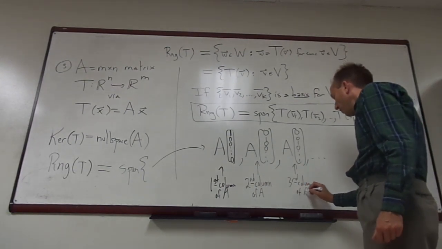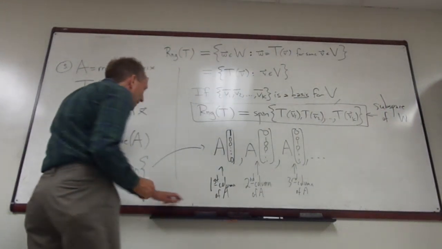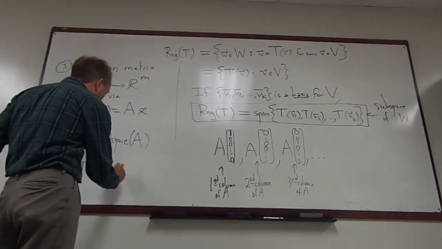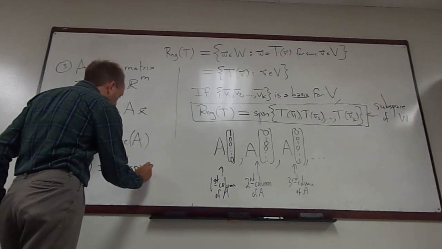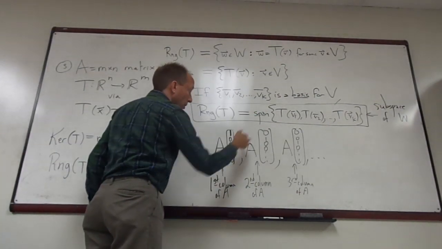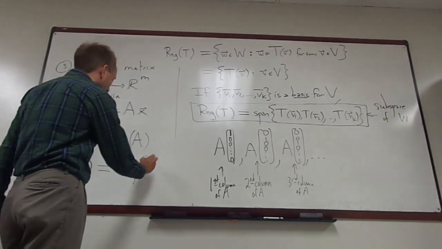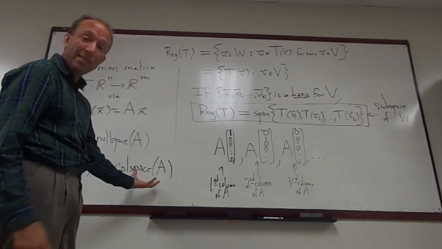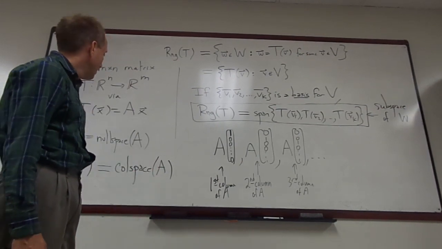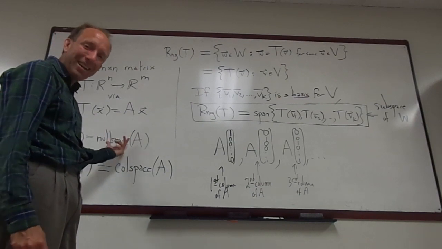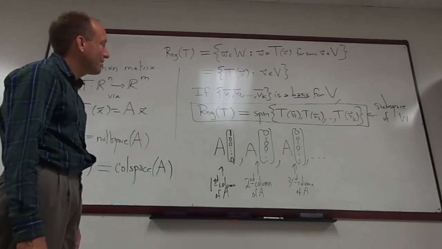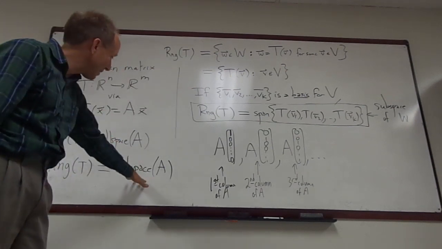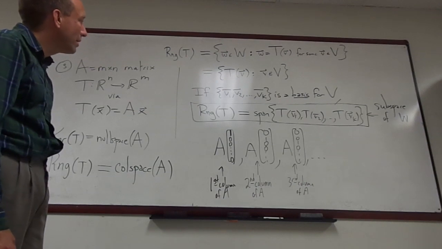So just for your info, the range of T in this case, I know I'm doing it a little bit quickly, is literally just the span of all of these things. It's the column space of the matrix. The subspace of Rm, just as the null space is a subspace of Rn. So this is a familiar example that does relate back to some things we've talked about before as well. Okay?